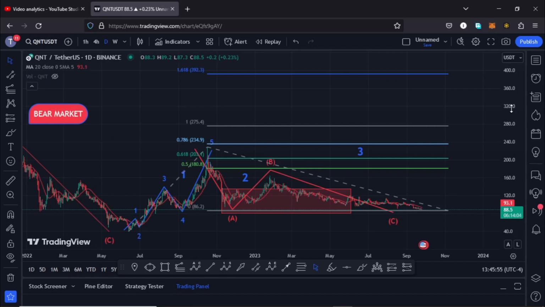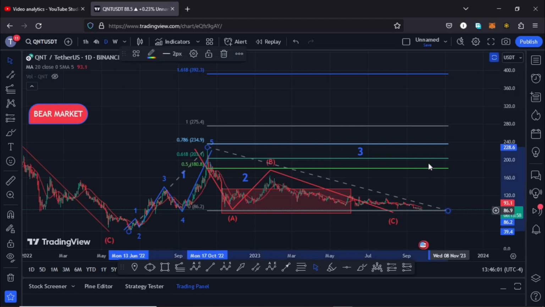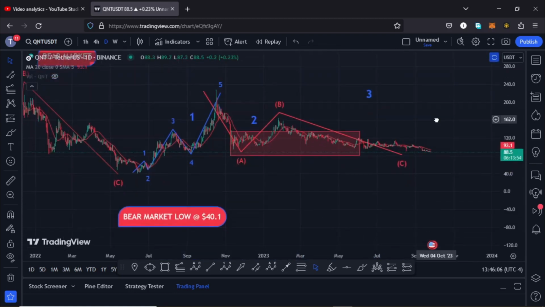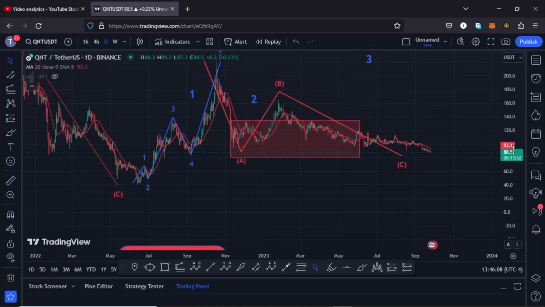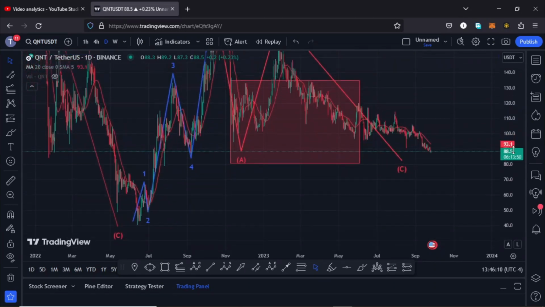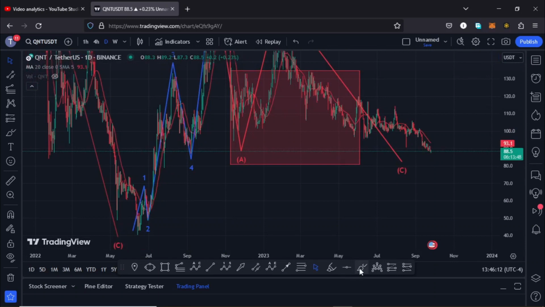But we need to have in mind that basing on the price action that we have in place at the time of this recording, there are high chances that we still don't have a low in place for the second wave, and in the next coming days I'm expecting one more new low here on the QNT chart between the $80 mark and the $90 mark, and that can be better seen on the 1-hour chart.